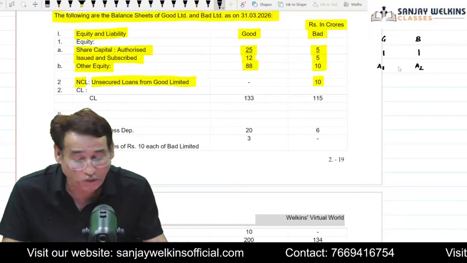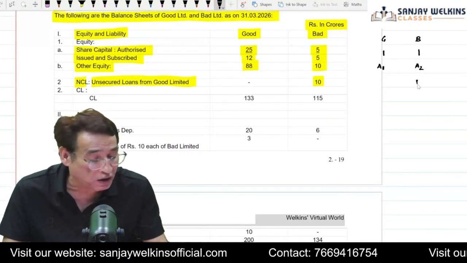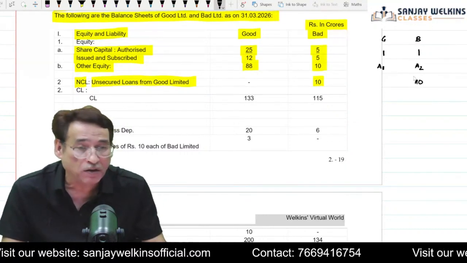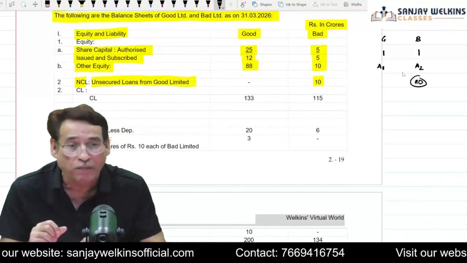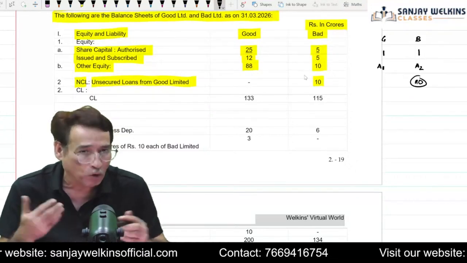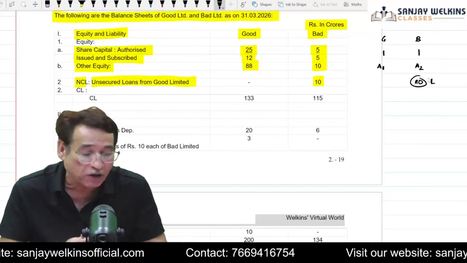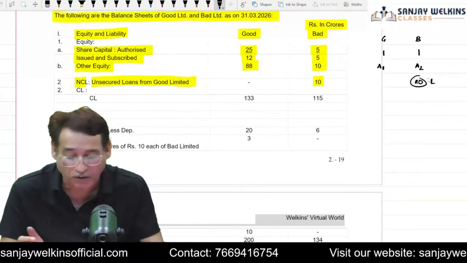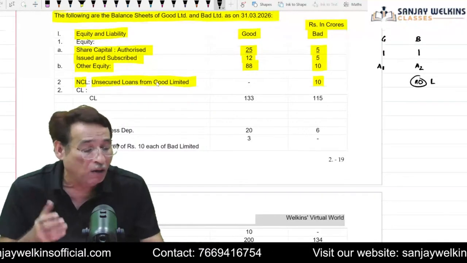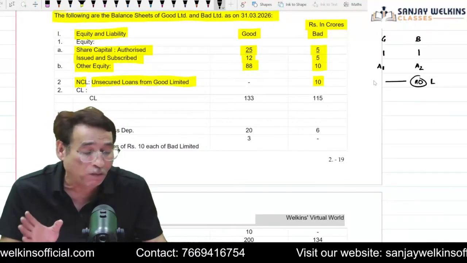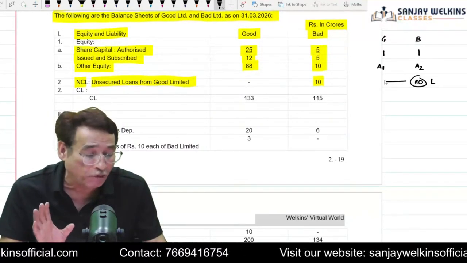Now in the column of B Limited, it is written unsecured loan, correct? This is written in the column of B Limited towards the liability side. Obviously, it means it is a liability for Bad Limited. Is it clear? It is a liability because they have taken an unsecured loan. But they have taken this loan from Good Limited. Important point which you need to know.